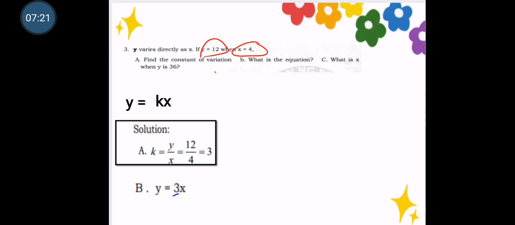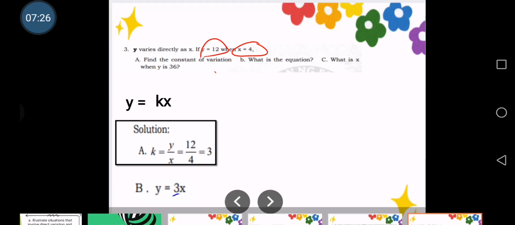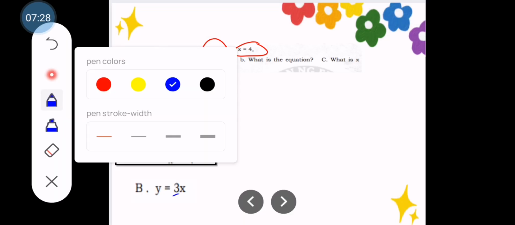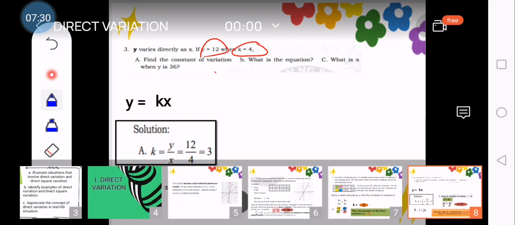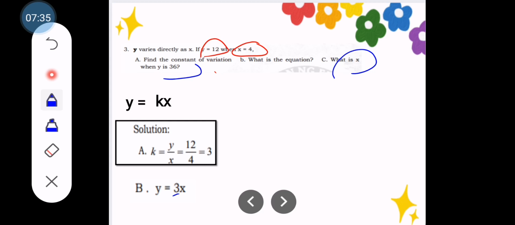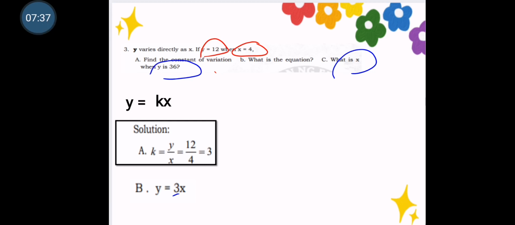Next, letter C. What is x when y is 36? Dito naman, ang tingnan na po natin ay dito. Gamitin pa rin natin yung equation na y is equal to 3x, so ang titingnan natin ay si letter B. And then, substitute natin. Ang value ni y ay 36, doon natin nakuha, equals 3x.